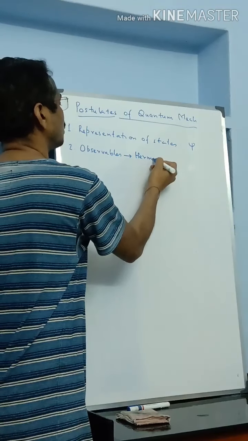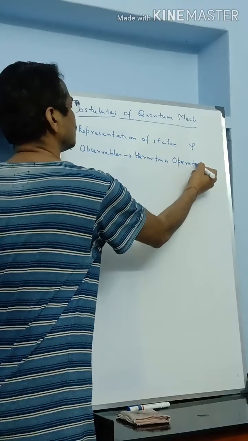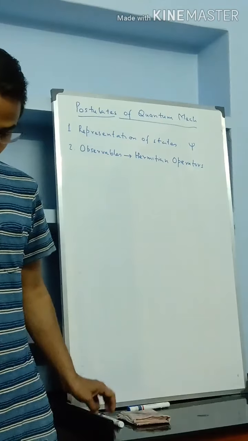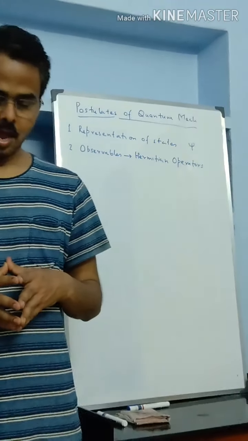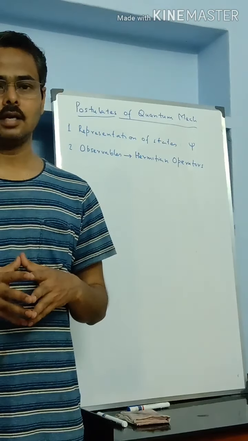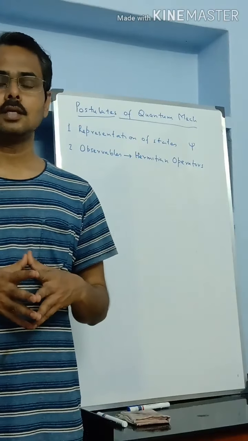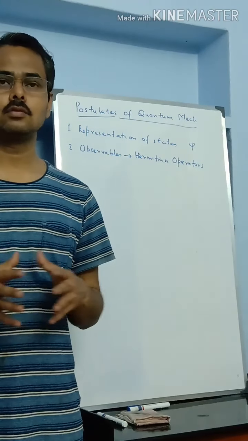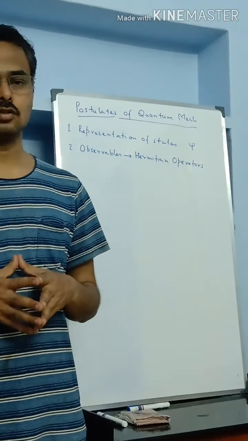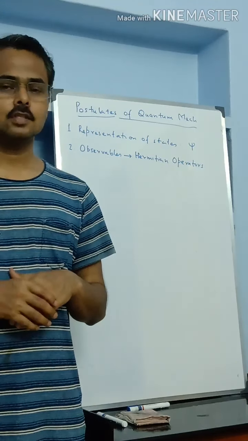Observables as Hermitian operators, and I have given you certain written materials which prove that Hermitian operators give us real eigenvalues, and if a Hermitian operator has eigenfunctions with different eigenvalues, then the eigenfunctions would be orthogonal to each other. This much we have studied till now.